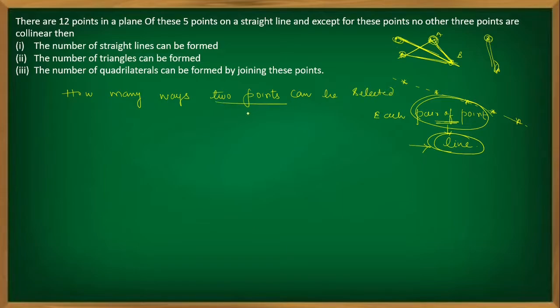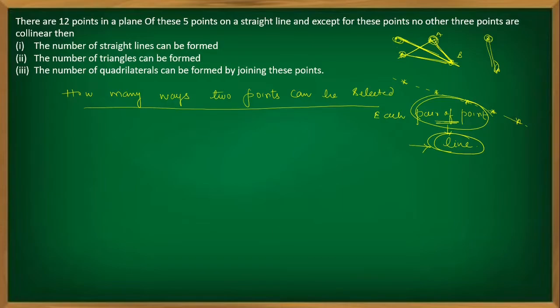If you say I can select 2 points in 10 ways, then there are 10 lines, because once you select 2 points in one way, I can draw a line, and you select one more way, I can draw one more line. You select one more pair of points, I can draw one more line. So however many ways we can select 2 points, that many straight lines we can draw, because each selection of a pair of points gives you a single line. So how many straight lines can be formed? This is nothing but how many ways you can select 2 points, right?